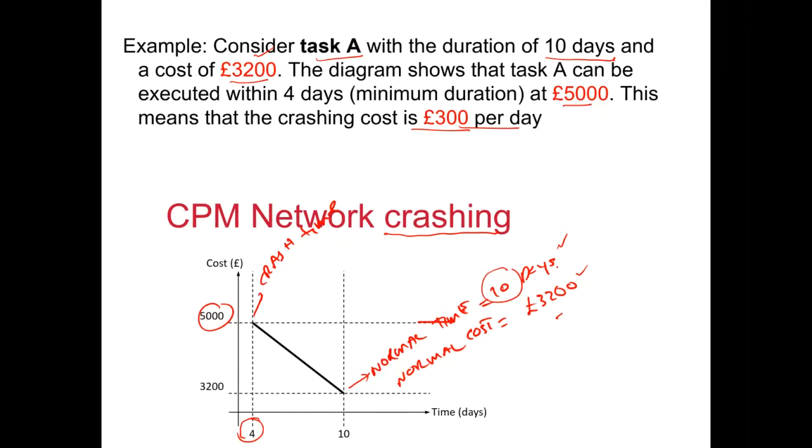Yes, that's right. So the crash cost would be 300 per day, and the total would be 1800. So I think on that basis, we can say that the crash time would be 4 days, and the crash cost will be this. So the new cost to deliver the project in an accelerated manner will be this.